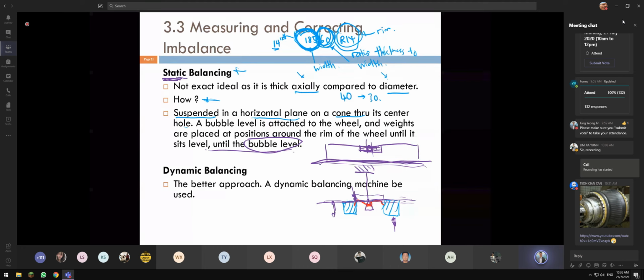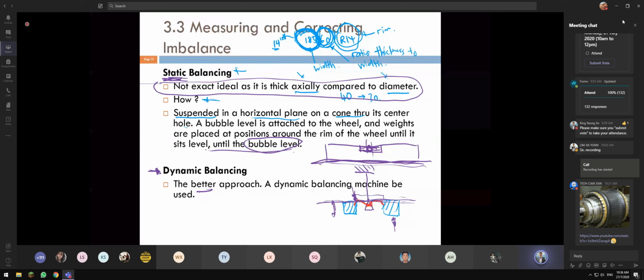It can be done easily because it involves solving the balancing in the static condition. But if we go for dynamic balancing, as mentioned, the car tire is not sufficient if we just do the static balancing, so we do the dynamic balancing. This is a better approach, okay? But the issue here is that we need a dynamic balancing machine to do this balancing work.